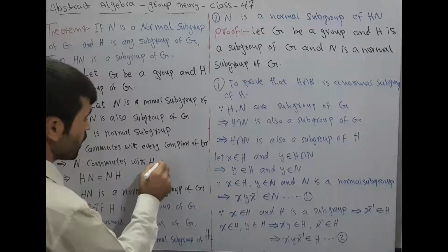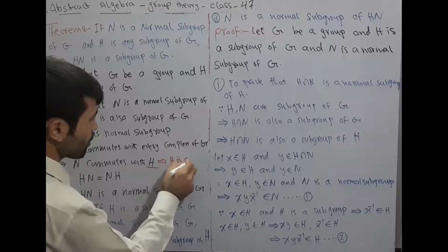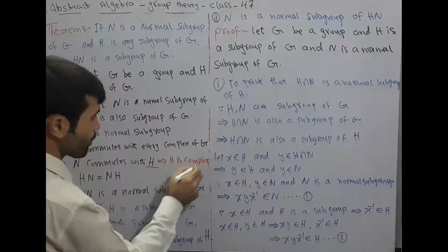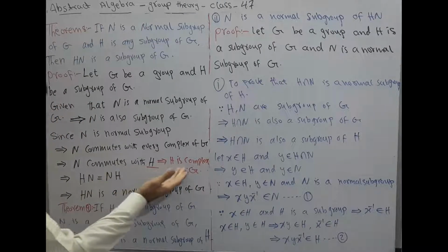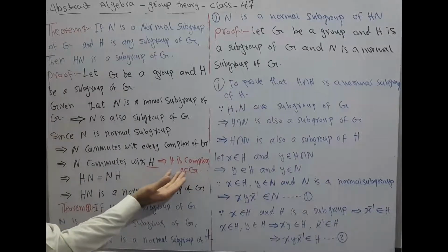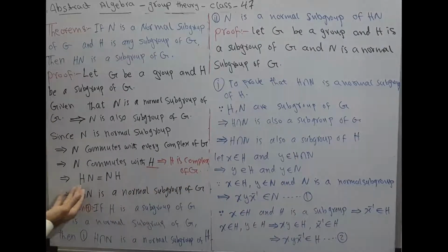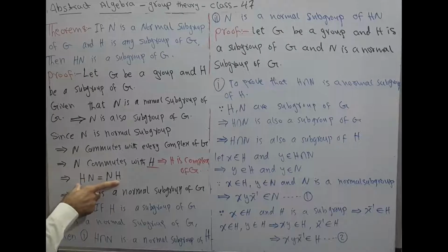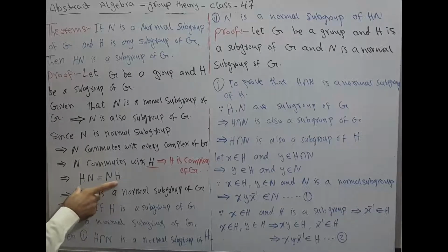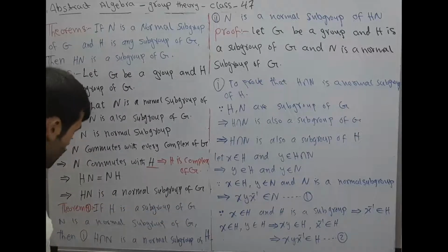Therefore, H is a complex of G. H is a subgroup of G, which implies H is a complex of G. This implies HN equals NH. This implies the product HN is a normal subgroup of G. If two subgroups commute, then the product of them also is a normal subgroup.